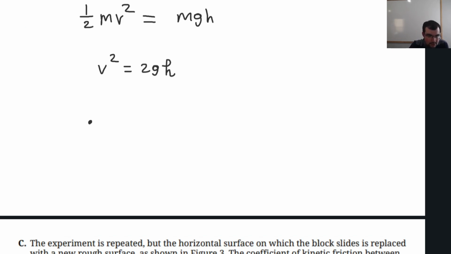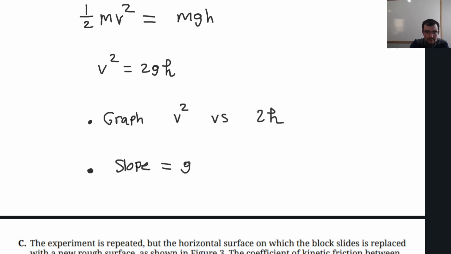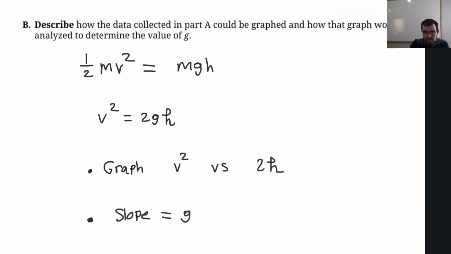So I would actually say graph v squared versus not h, but 2h. I know some of you aren't going to like that. Some of you don't like doing the slope-is-your-answer way. So mine actually guarantees your slope is just g. But I imagine the more common answer is graph v squared versus h. The slope is equal to 2g. Use that to solve for g.